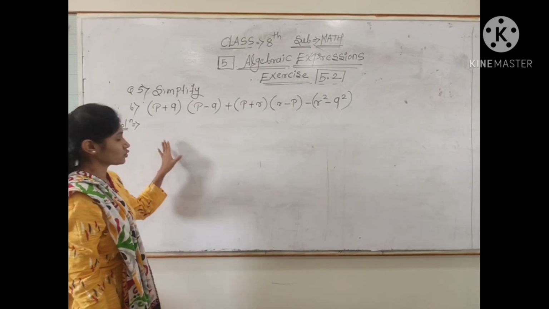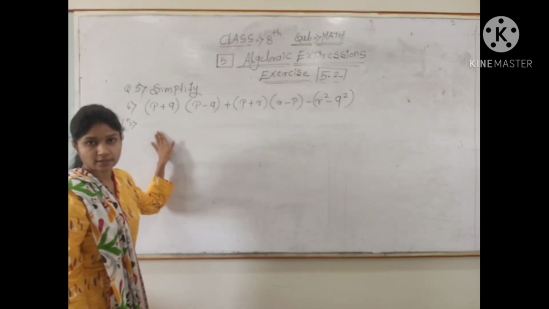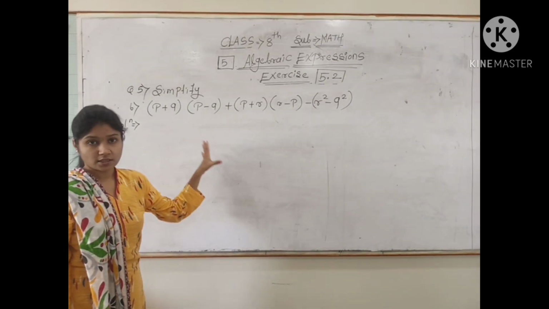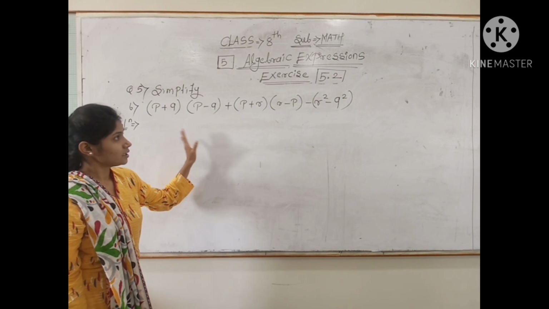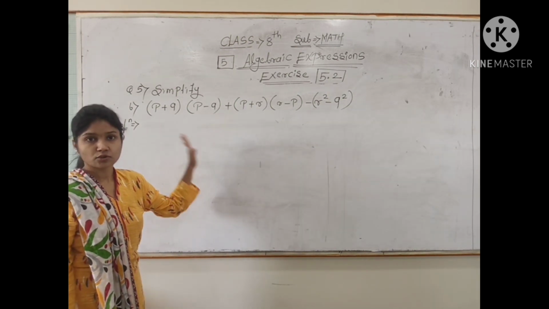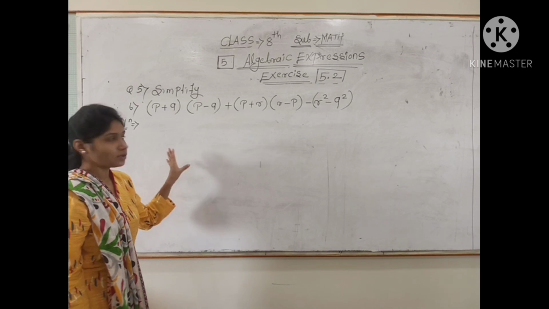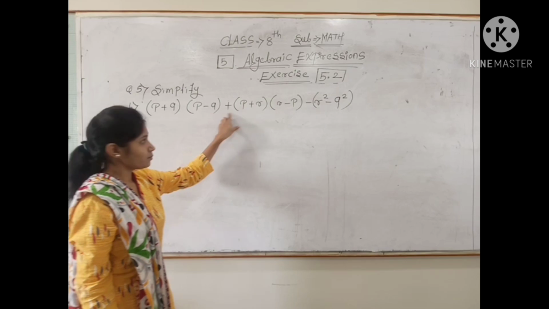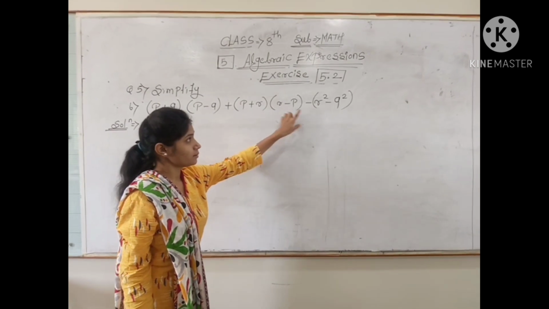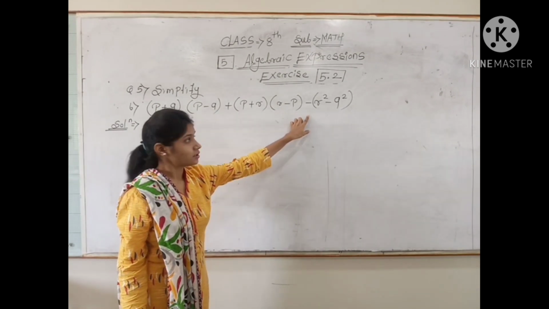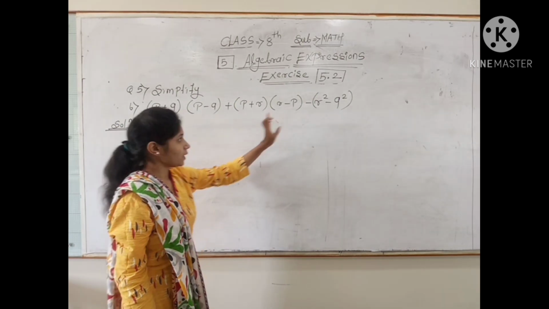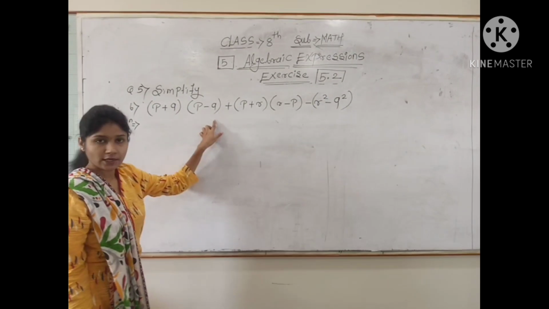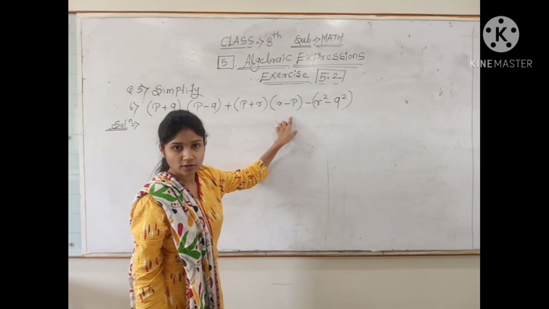Now question number 5 B answer. What is given in question number 5 B? See, students, this question is very important, because it is a different question. Okay, so properly understand how to solve this question. P plus Q times (P minus Q), plus (P plus R) multiplied by (R minus P), minus (R square minus Q square). Okay, now how to solve? First you have to multiply the brackets. Binomial multiplied by binomial.